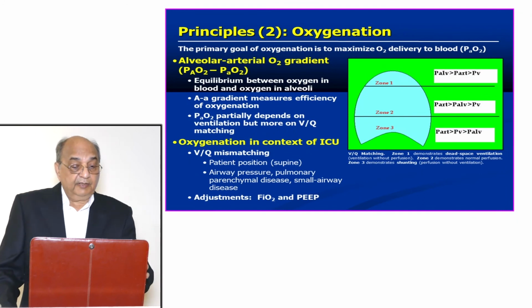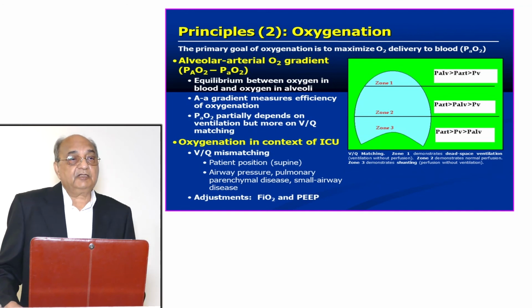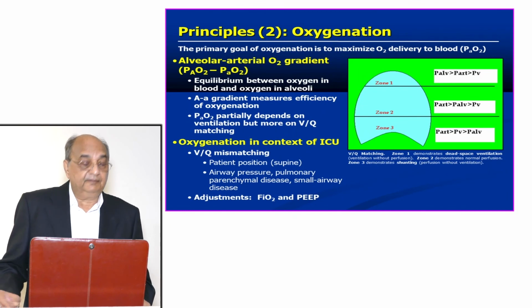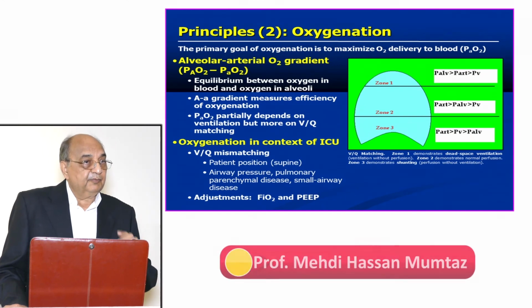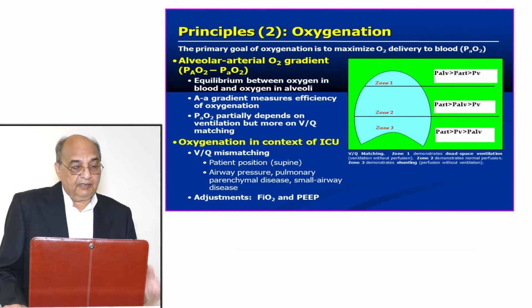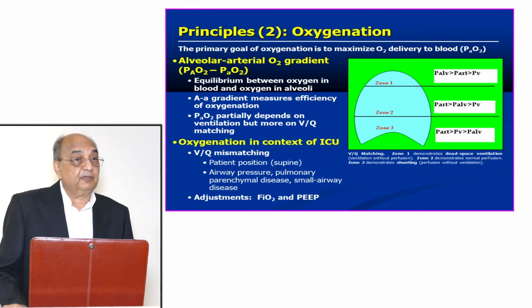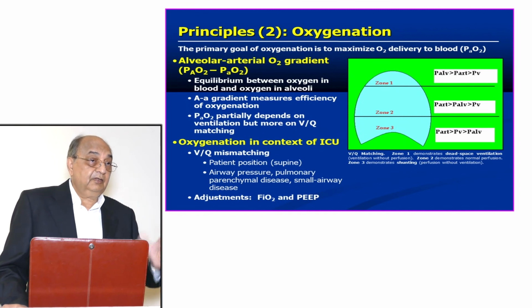So this is very important. Now the PaO2, partial pressure of oxygen in the arterial blood, depends on the ventilation, but more on the ventilation perfusion, ventilation shunt equation. So it depends on both of those. On ventilation it also depends, but it depends more on the ventilation perfusion ratio. That's very important. Okay, how much of the gas is coming into the lung, how much blood is going there, whether they are matching or not.